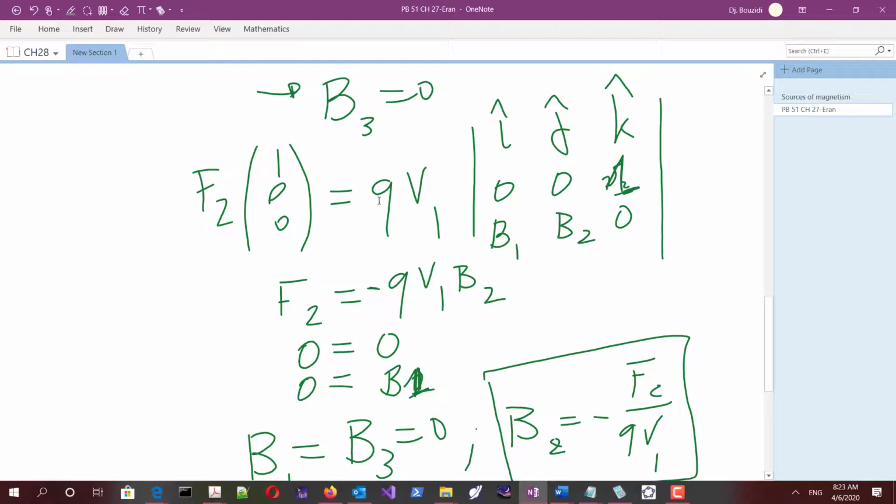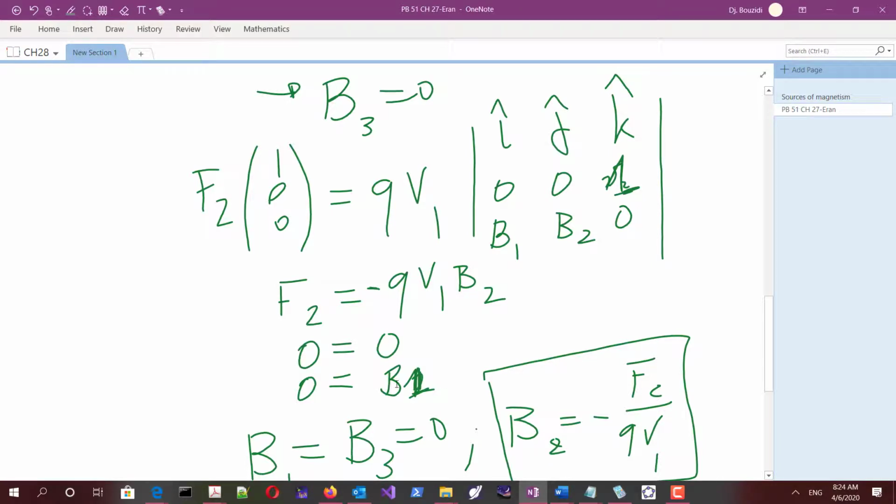In the x direction, I have F2 on one side. On the other side, I have QV1 times 0 squared minus B2 times 1. So I have minus QV1 B2. And then in the z direction, I have 0 on one side, which equals 0 times B2 minus 0 times B1. Sorry, I should check which equation this is. For the z direction, I have 0, and on the other side, I have 0 times B2 minus 0 times B1. So this is the actual equation for the z direction.